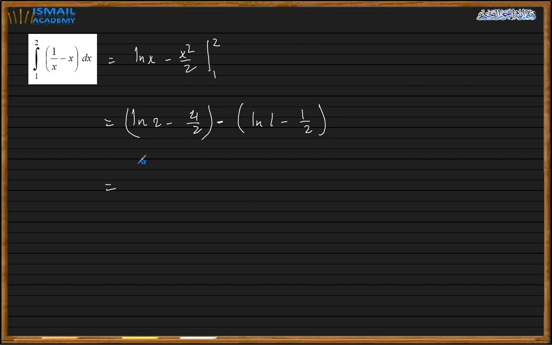Ln of 1 is just 0. This is going to be ln of 2 minus 2, minus 0 minus half, so it's going to be plus half, which means that my answer will be ln of 2 minus 3 half, and this will be your final answer.